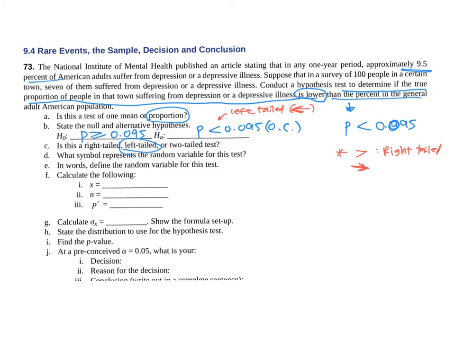All right, what symbol represents a random variable? Here we're looking at proportion, like we took 100 and 7 out of 100, so that's the sample proportion. We use p hat. The book uses p with the little dash thing. Same thing. Sample proportion, distribution of the sample proportion.